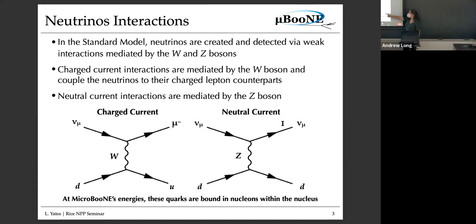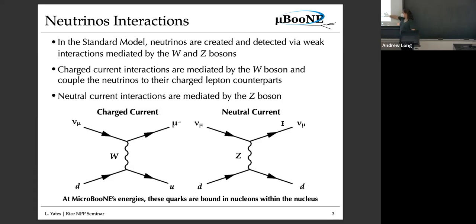When we have charged current interactions, those interactions are mediated by the W, and they couple the neutrino to their charged electron counterpart. So for example, if you have a muon neutrino come in, you'll have a muon go out, and you'll have a corresponding change in the charge of whatever's on the other side of the diagram. On the other hand, with the Z interaction, we call that a neutral current interaction. In that case, a neutrino goes in, a neutrino comes out, we have no idea what the flavor was, and all we see is some energy and momentum imparted to whatever's on the other side of the diagram.